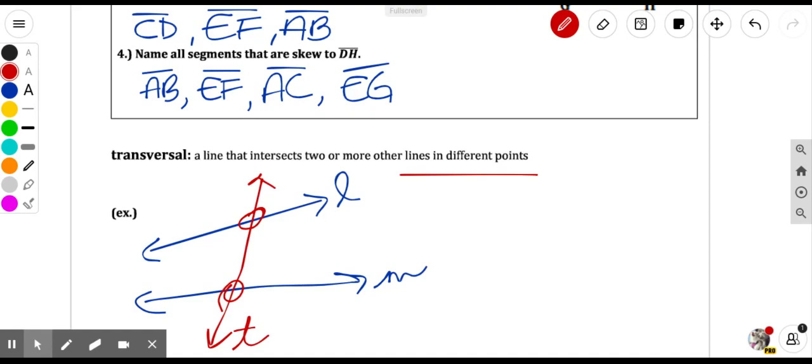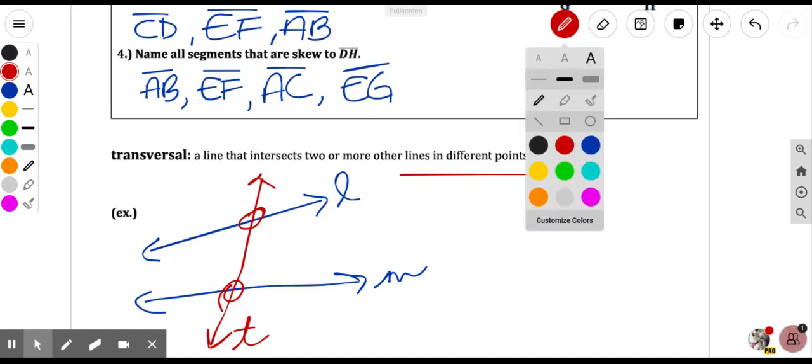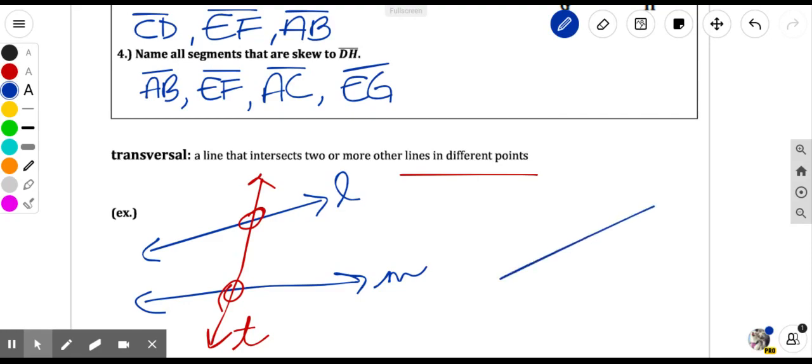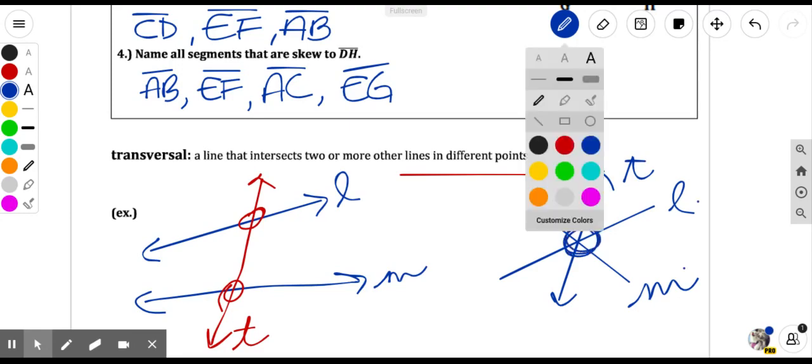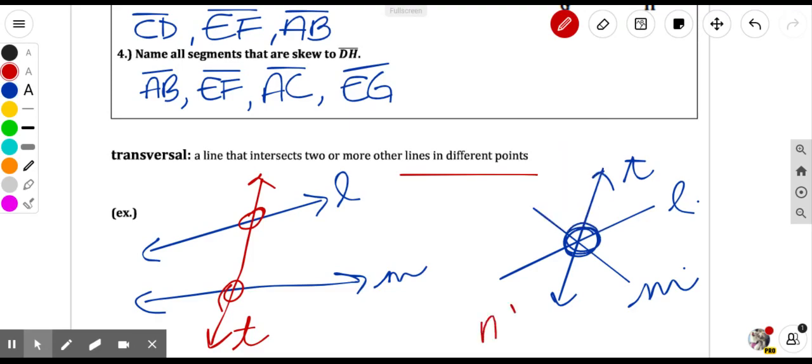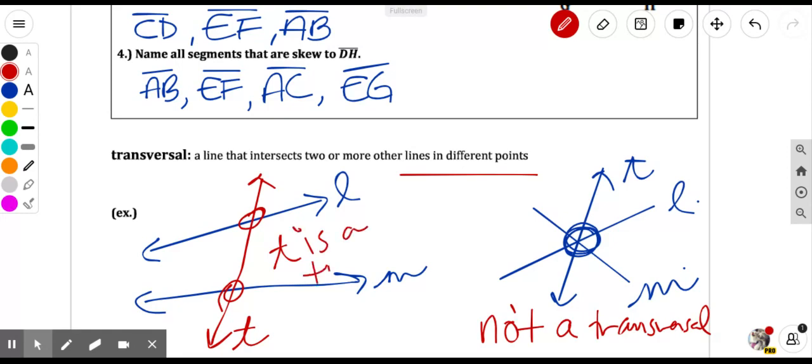An example of something that would not be considered a transversal, like intersecting them at the same point, would be like if I had L, M, and then T, not transversal. So if, say I had this line T, see how it's intersecting L and M at the same point, at one point? So this would be an example of something that's not a transversal. And over here, T is a transversal. Okay, so that's those examples.